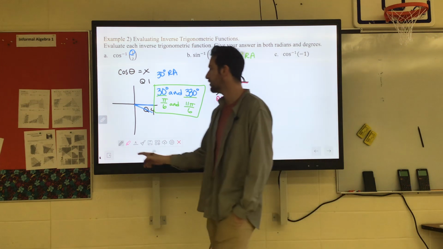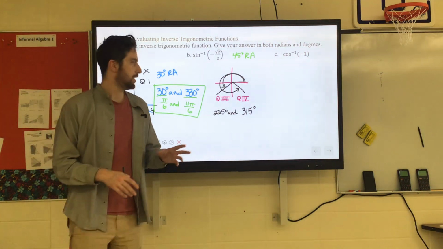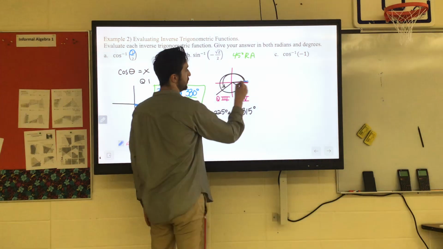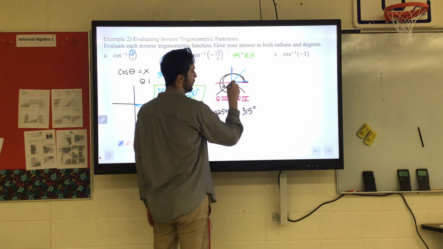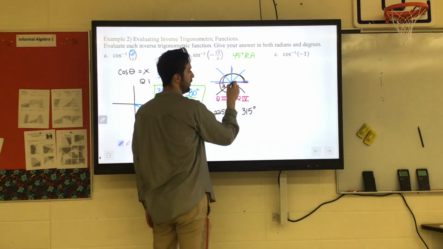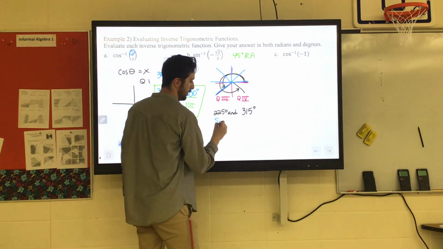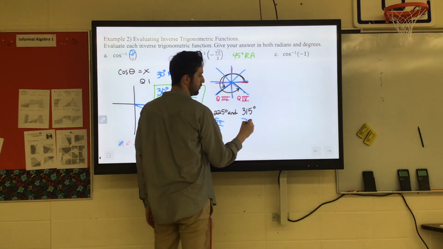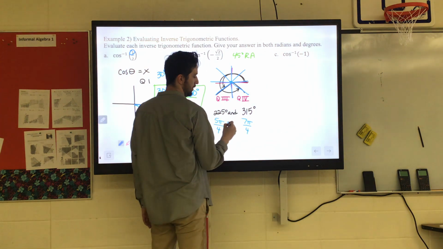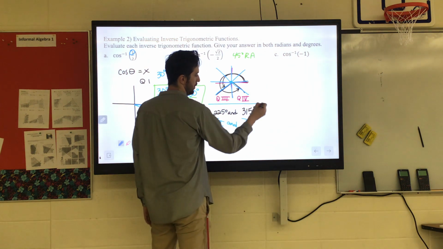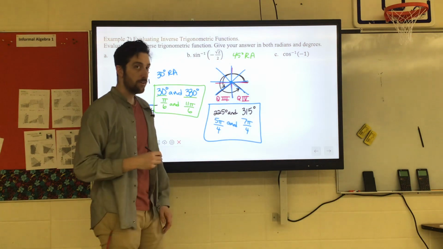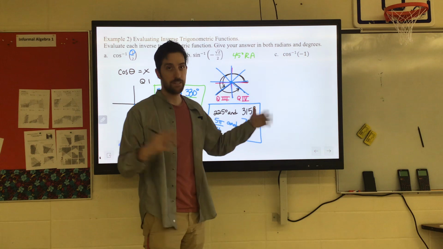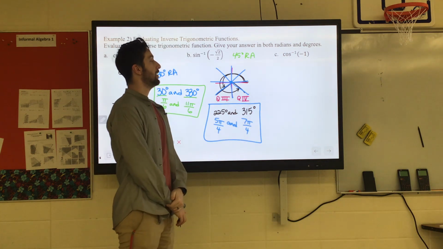Now again, we're going to convert these into radians. I know that each 45-degree angle is pi over 4. So here's 1 pi over 4, 2 pi over 4, 3 pi over 4, 4 pi over 4, 5 pi over 4, 6 pi over 4, 7 pi over 4. Or feel free to convert it. 315 times pi radians over 180. We did that already.